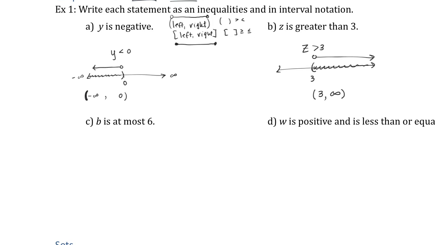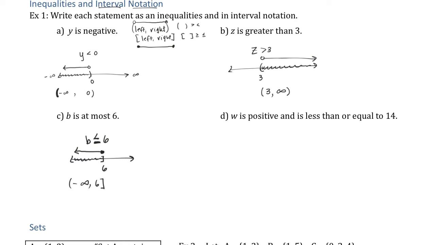Okay, b is at most 6. So b can be equal to 6. It can't be 7, it can't be 8, so it's everything equal to or less than 6. And here's 6. I could have a closed circle, everything less than, or if you like that bracket, that's great too. Okay, and then interval notation from negative infinity to 6, and use a bracket on that 6 because of our equal.